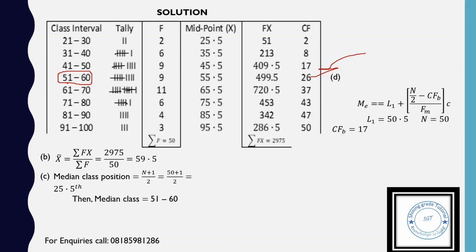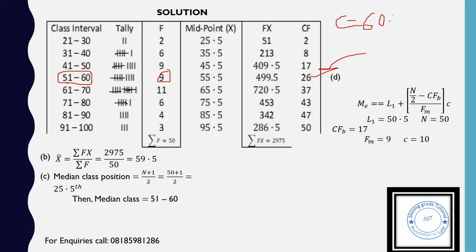You know how to get that, it has been explained earlier on. N is 50, the number of observations. The cumulative frequency before the median class is 17 as well. The frequency of the median class is 9. So where is the median class frequency? It is 9, this is it here. The class size is absolutely 10. How do we get 10 as our class size? It is the difference between the upper class boundary and the lower class boundary. Let's use the median class, which is 60.5.